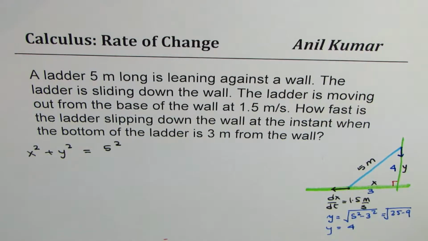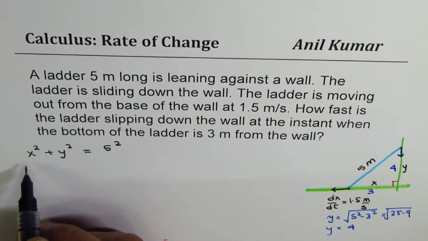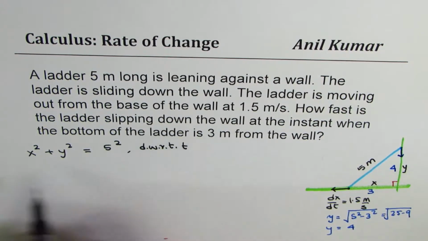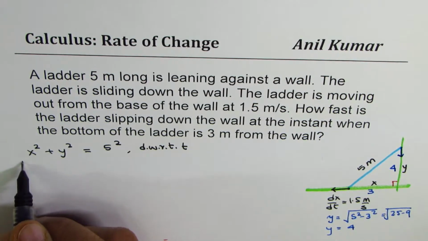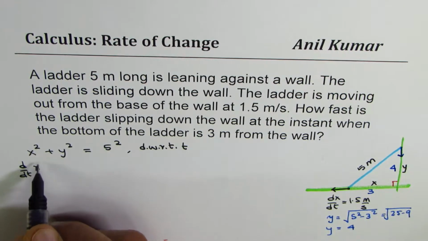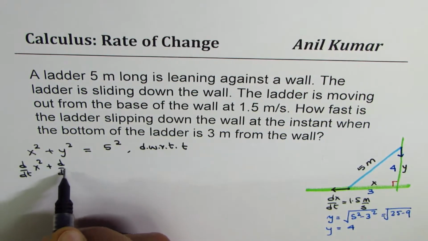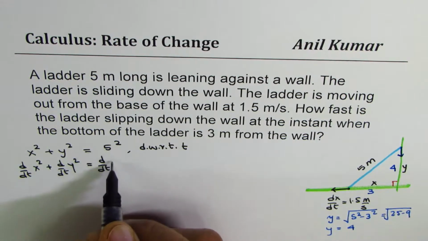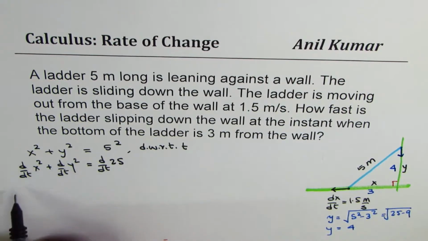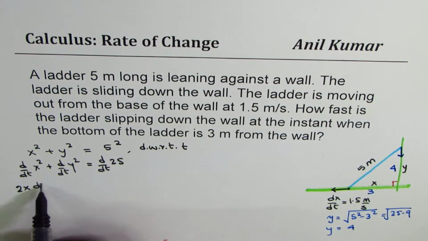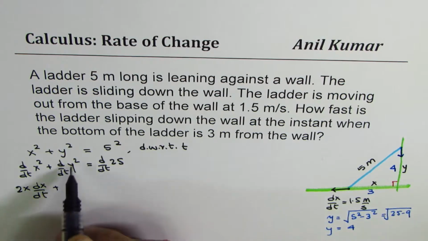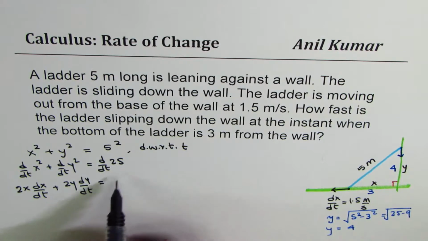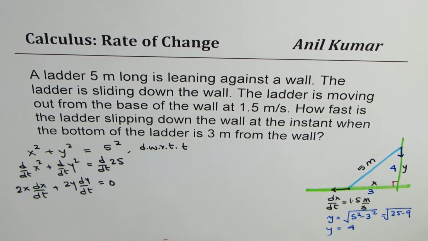Now we can differentiate with respect to time. So if we differentiate with respect to time, what do we get? That is to say, we do d/dt of x squared plus d/dt of y squared equals d/dt of 5 squared, which is 25. So that gives you 2x dx/dt, right, plus 2y dy/dt, and for a constant, the derivative is 0.